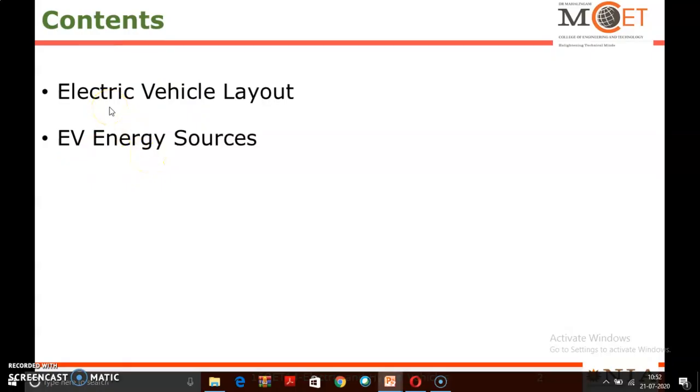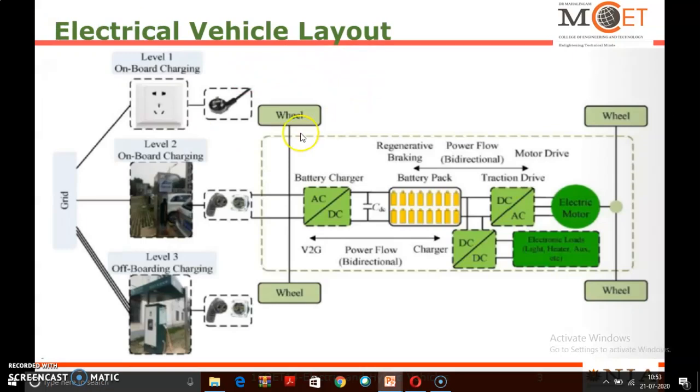Electric vehicle layout, we already discussed in detail in the previous class, and we will see how the energy sources are integrated with the electric grid systems in the electric vehicle layout and how far they will be supportive to drive the electric vehicles. Next. So this is the electric vehicle layout. The overall component details in the electric vehicle layout were strongly discussed in the previous class itself.